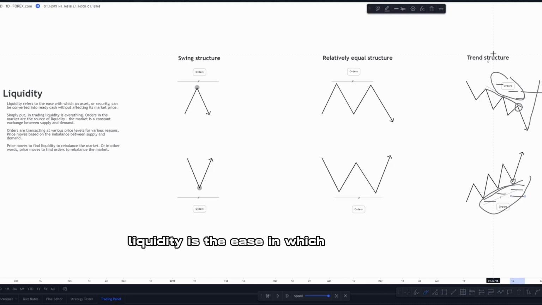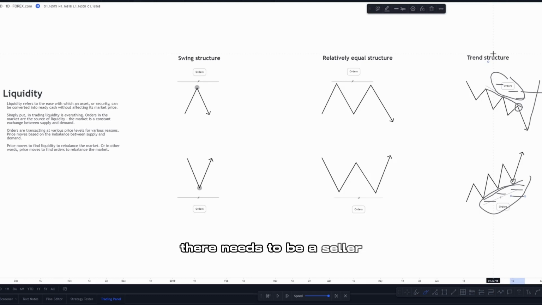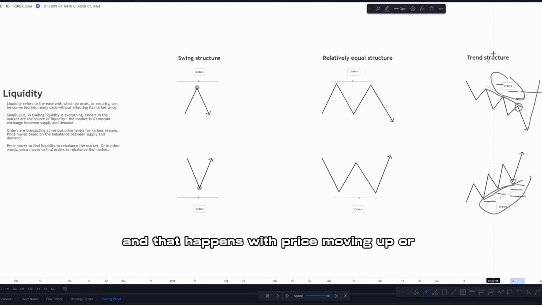Liquidity is the ease in which an asset or security can be converted into cash. For every buyer, there needs to be a seller. For every seller, there needs to be a buyer. And in order for that to happen, we need orders. And if there aren't enough orders to facilitate all of those orders, price needs to rebalance, or we need to see a reprice. And that happens with price moving up or down.